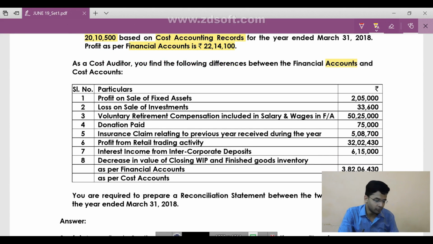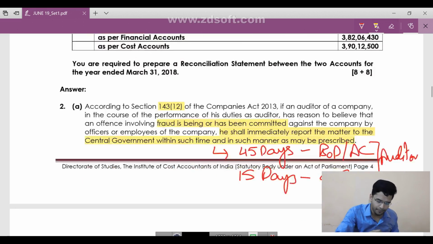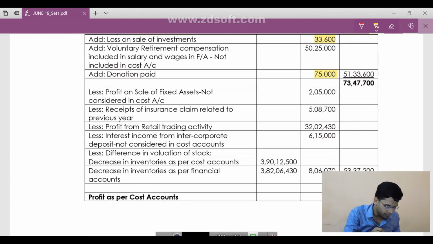Next, the profit from retail trading activity. There is a profit which has accrued from retail trading activity, and there is an income which has arisen from intercorporate deposit. There is income in financial profit. So financial profit will be more, costing profit will be less. So tell me, add or less? Less. So we'll reduce profit from retail trading activity, and we'll reduce interest on intercorporate deposit.